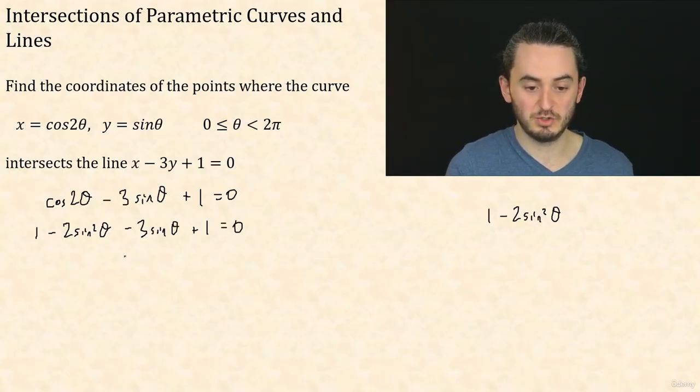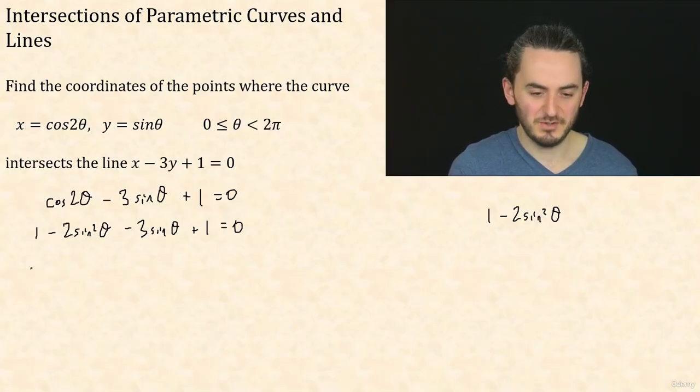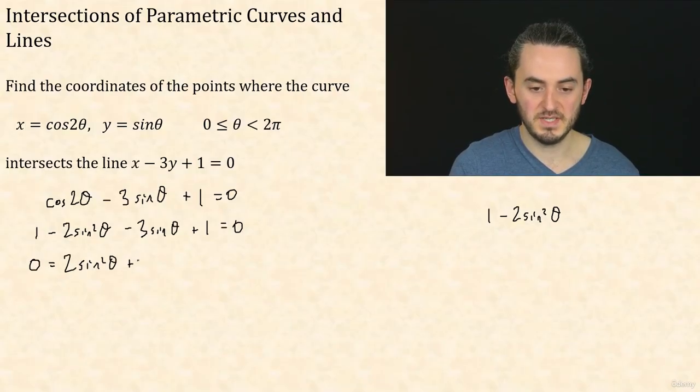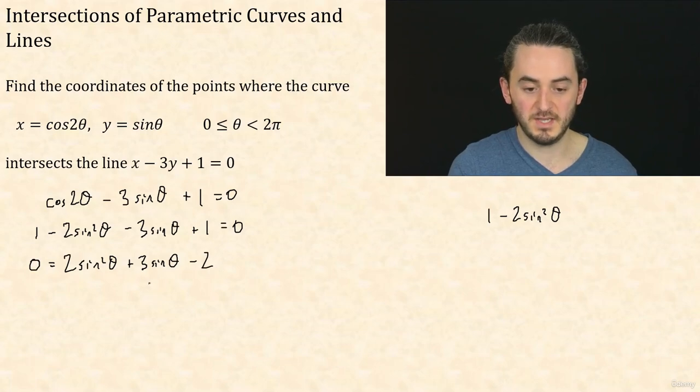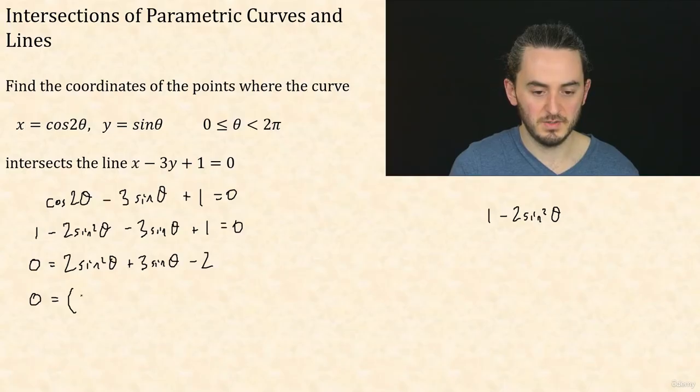Okay, what have we got here? It's a quadratic in sine theta. I'm actually going to move everything to the right-hand side. So I'll add 2 sine squared theta to both sides, I'll add 3 sine theta to both sides, and then I'll subtract 2. I've got 1 and 1, so I'll subtract 2 from both sides. And now this is a quadratic I can solve. This one factorizes, so it's 2 sine theta minus 1 and sine theta plus 2.